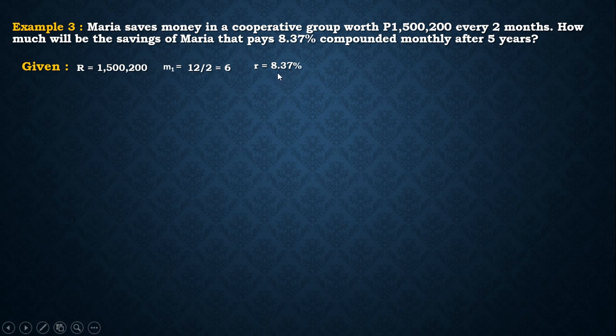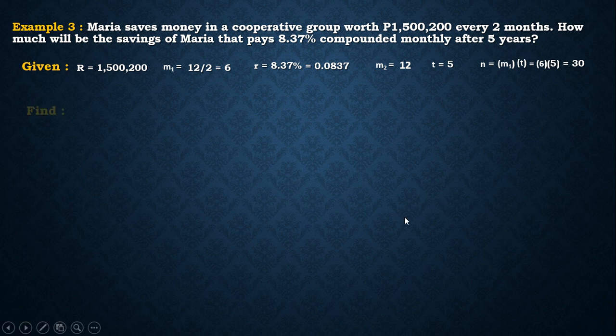Let's change this to a decimal. That will be divided by 100. So, naging 0.0837. Next, we have M sub 2. Ito po, yung period of conversion, right after the word compounded, which is monthly, that is 12. And then, ang ating term ng paghulog ni Maria ng savings niya is 5 years. And then, we have N, that has the formula M sub 1 times T. So, ang M sub 1 natin is 6, at ang term natin is 5 years. So, we have to multiply, it becomes 30.